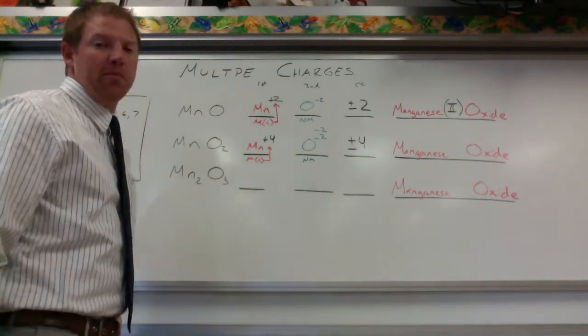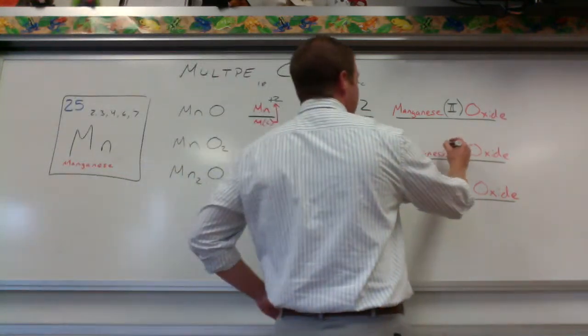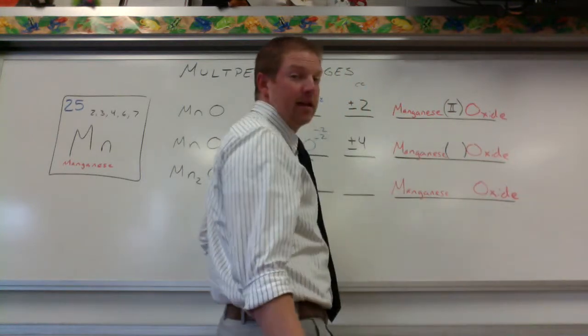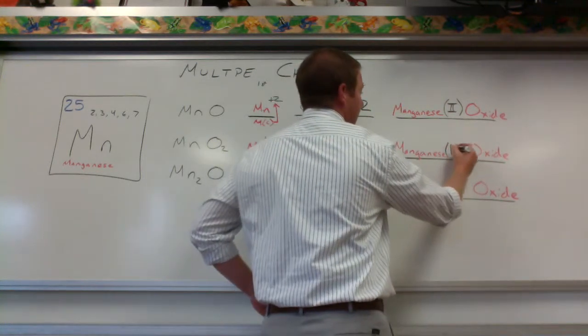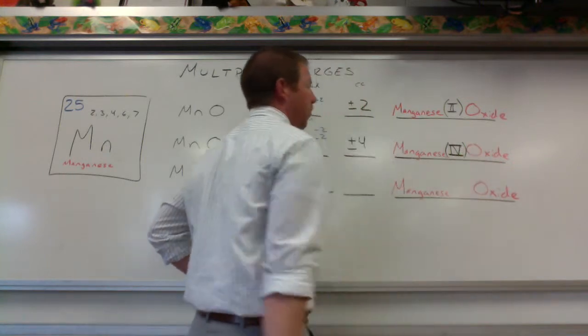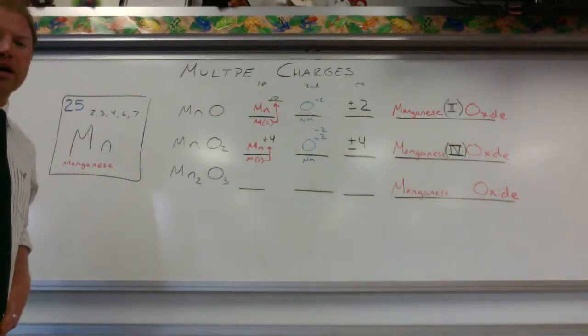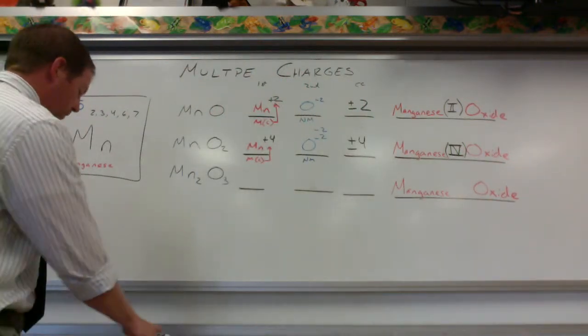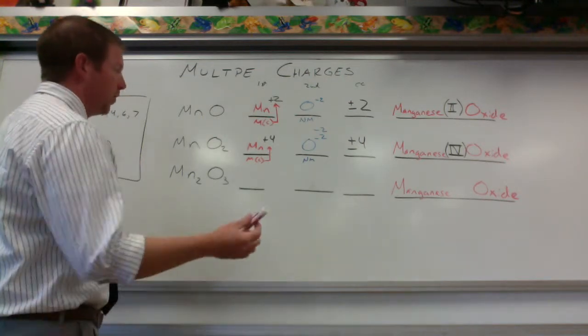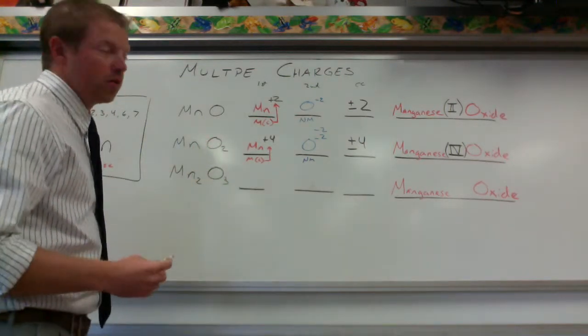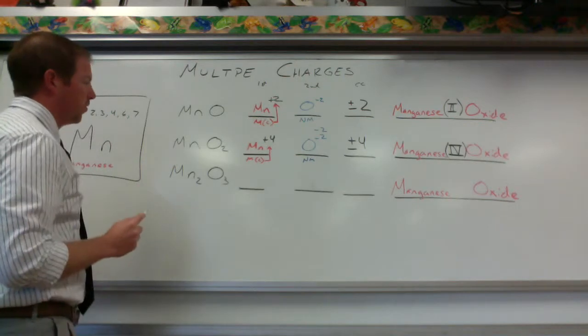So how would I tell people that I'm using that manganese? Over here, between manganese and oxide, I would put an I and a V, the Roman numeral for 4. Manganese 4 oxide. Okay? Let's do one more. And again, let's do another manganese so you can see that manganese is a really good one to work with because it has all these different charges it can have.